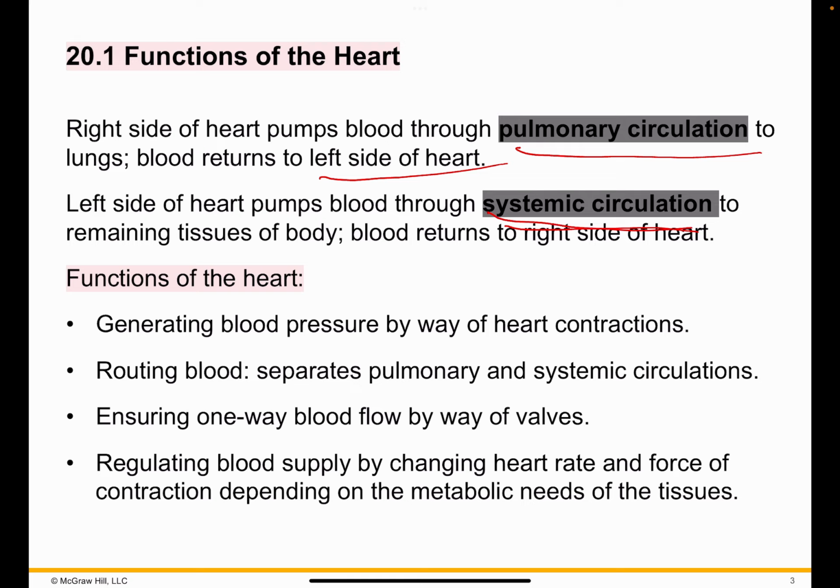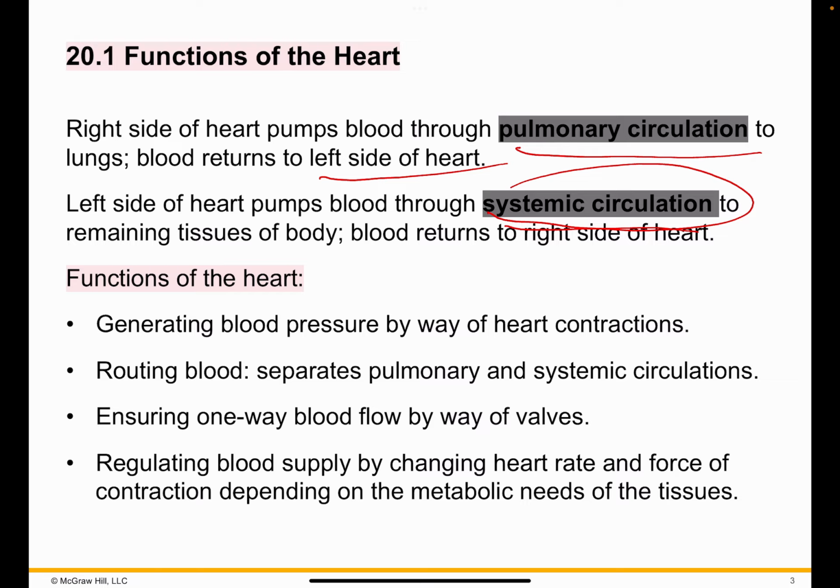Then the systemic circulation, which is oxygenated blood pumped from the left side throughout the body, then coming back into the right side, the right atrium. So first, it pumps oxygenated blood to all body tissues, which is systemic circulation. This makes sure that every cell receives the oxygen and nutrients needed for metabolism.